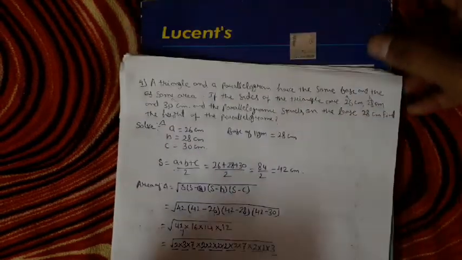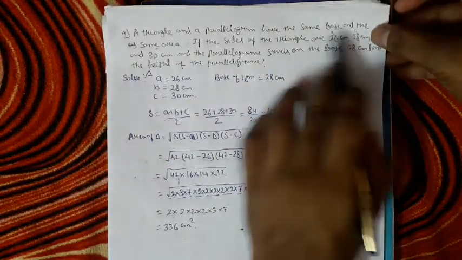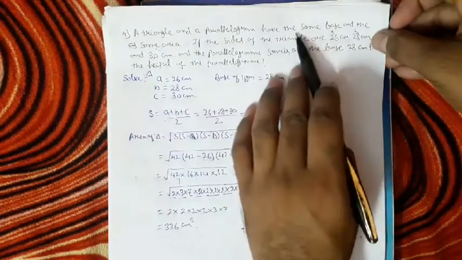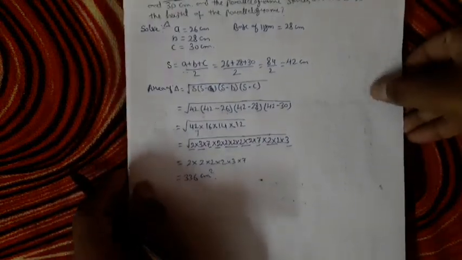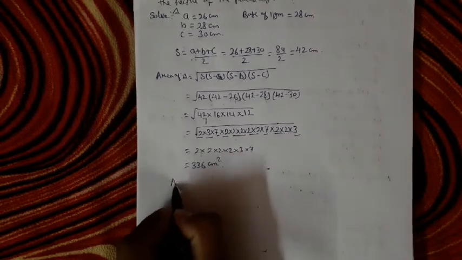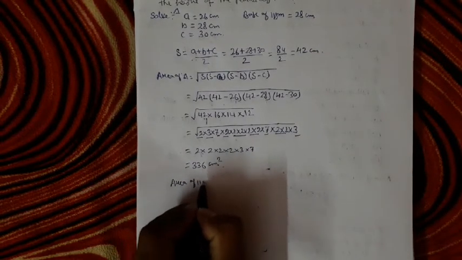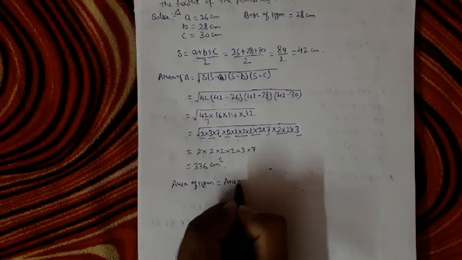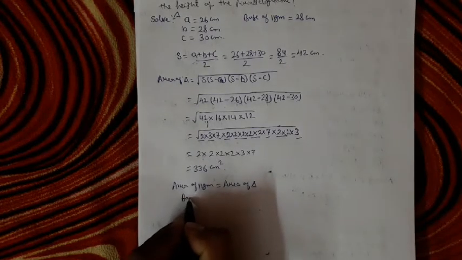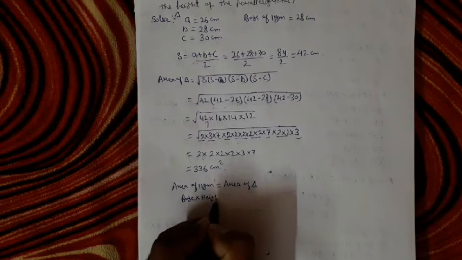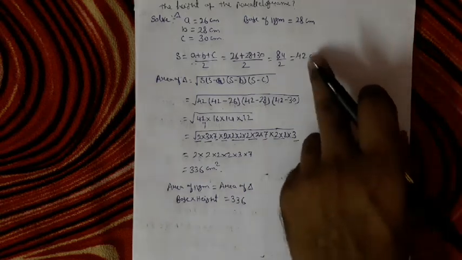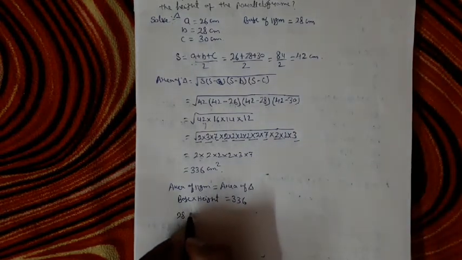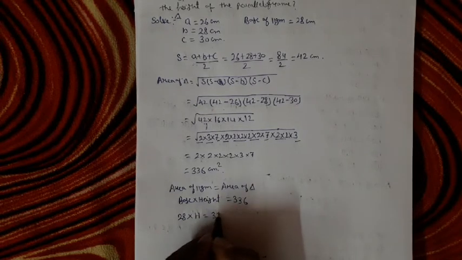Okay, now in the question they have given that a triangle and the parallelogram have the same base and the same area. Both have the same area, which means whatever the area of the triangle is, it would be the area of the parallelogram. So we'll write according to the question, area of parallelogram equals area of triangle. It is given in the question. Area of parallelogram is base into height. Area of triangle we have found here is 336. Base is already given, 28, into height equals 336.